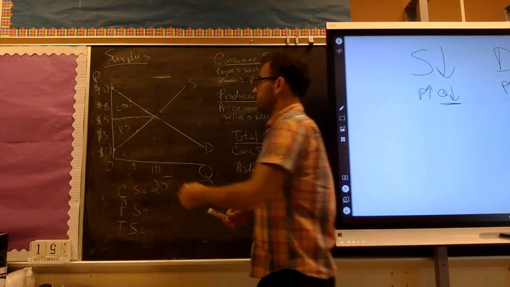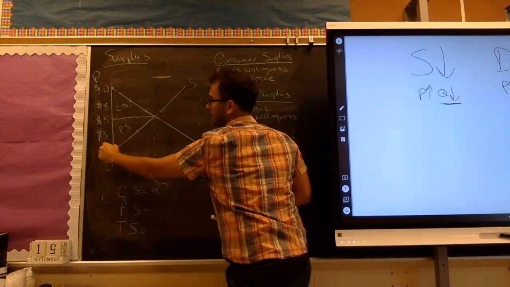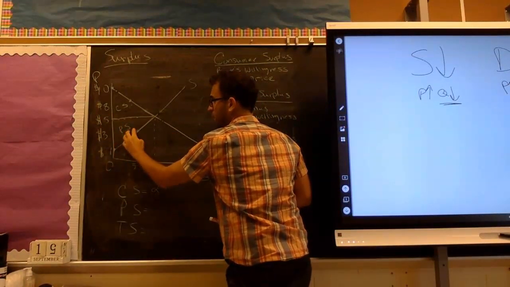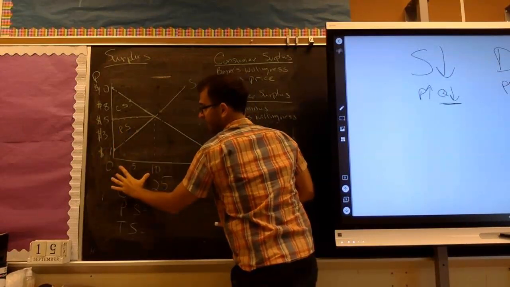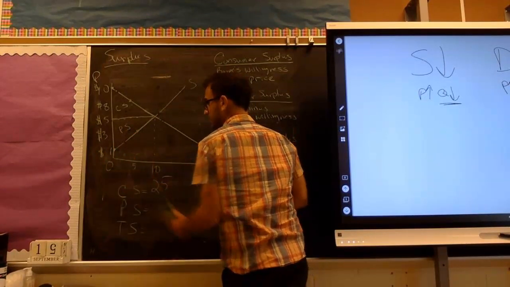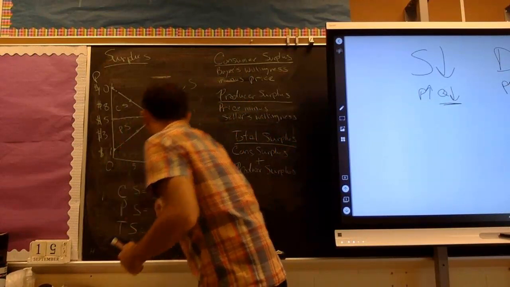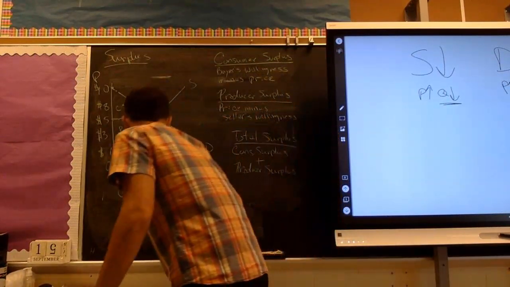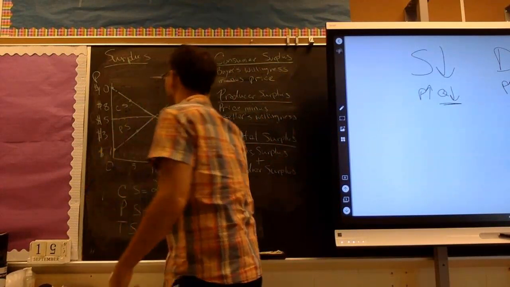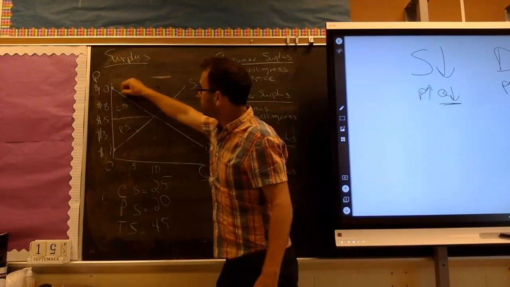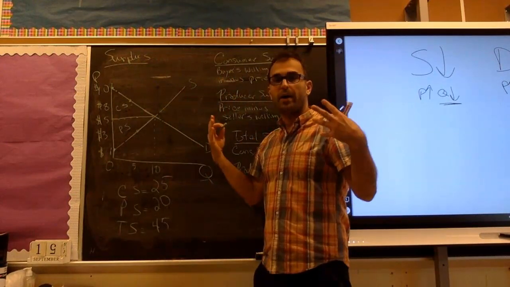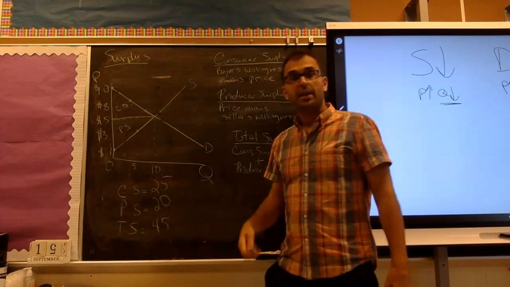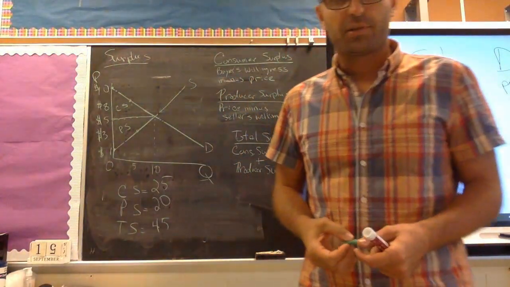The producer surplus, we've got between 5 and 1, so this is 4. So 4 times half of 10 is 5. 4 times 5 gives you 20. And now all I have to do is add up 25 and 20, and I get 45. I could have taken the entire triangle to find the total surplus, but why do that? Because I've already got these two. And that's how you get producer and consumer surplus.